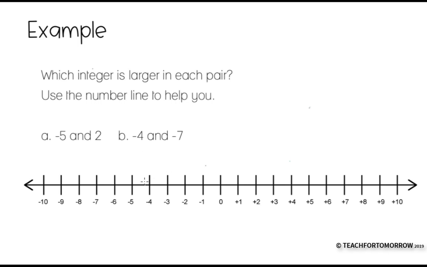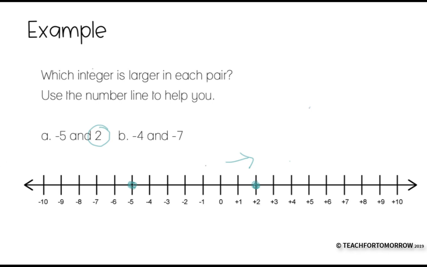So let's start by placing these two values on our number line. So we've got -5 here, and we've got +2 here. Now the bigger number is the one that is most to the right, okay, which means that 2 is our larger number here. Now we're going to do another one.